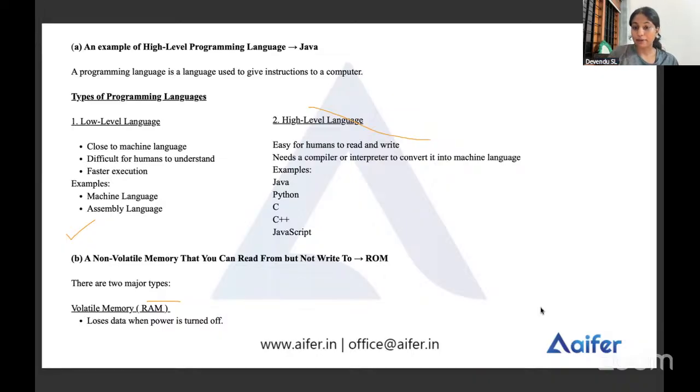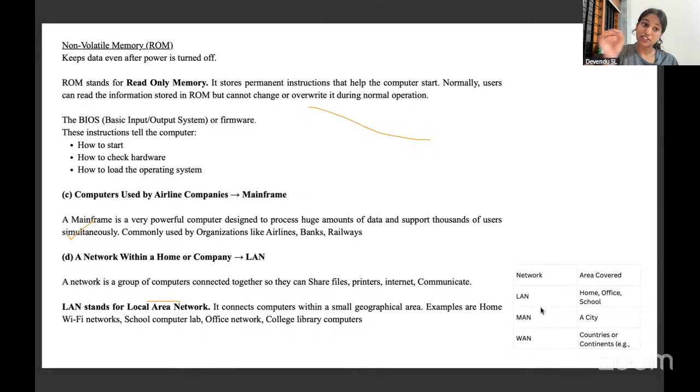RAM is a volatile memory, but ROM is a non-volatile memory. It keeps data even after power is turned off. It's a permanent or semi-permanent memory. ROM stands for read-only memory. It stores permanent instructions that help the computer start. Normally, users can read the information stored in ROM but cannot change or rewrite it during normal operations.